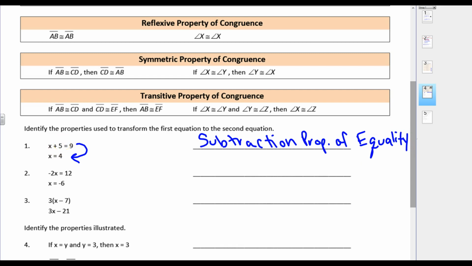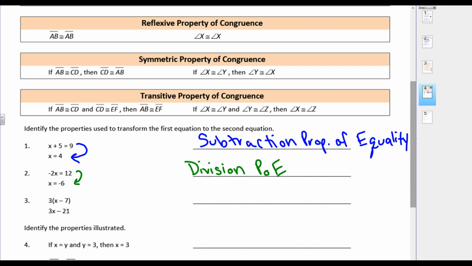Well, let's look at number 2. Negative 2x equals 12, then x equals negative 6. What did I do to go from here to here? Well, I divided. So this is the division property of equality, and I'm going to use POE for property of equality.